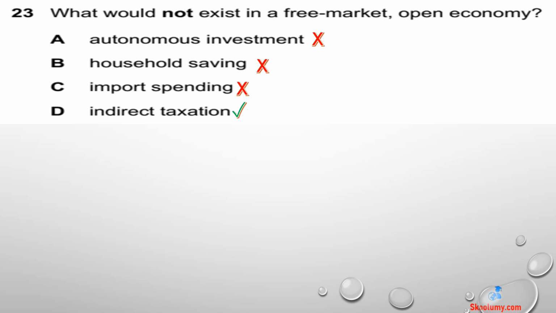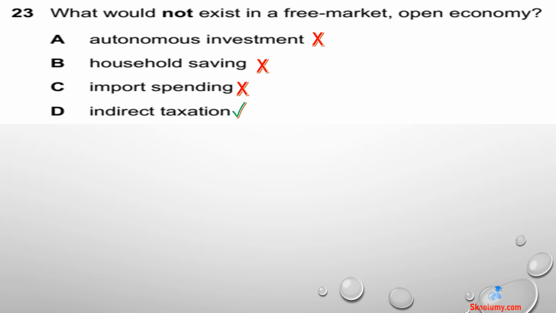Question 23. What would not exist in a free market, open economy? D is the right answer. Indirect taxation. A free market is controlled by the private sector. The government is not involved in economic activities. In a free market, open economy, there is no government to impose indirect taxation. The components of this type of economy are households, firms, and the trade sector.